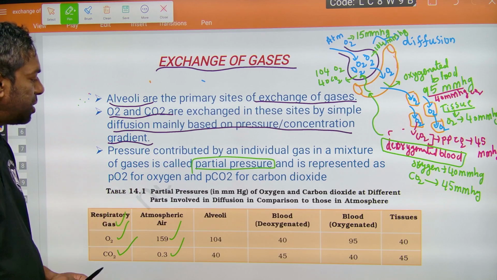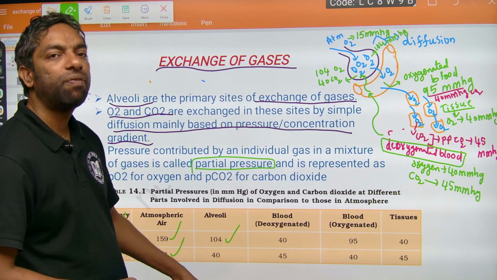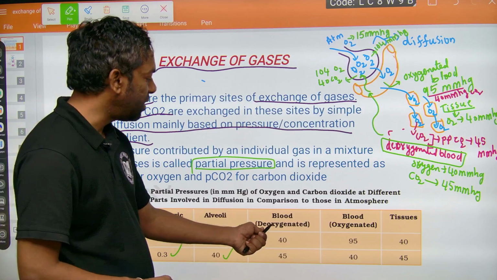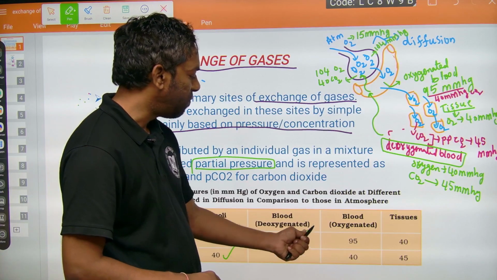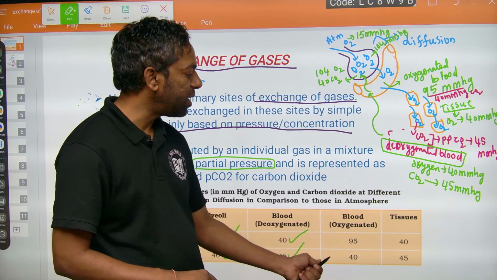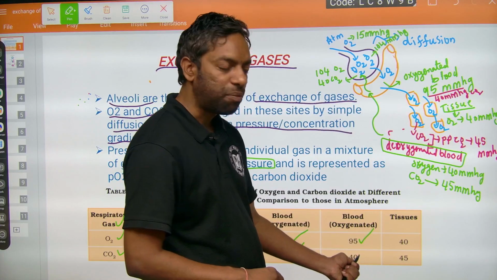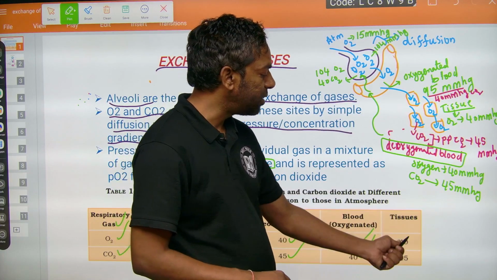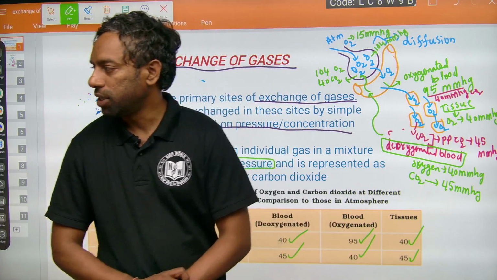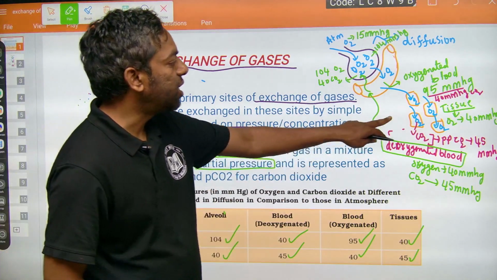Here, in the respiratory gases, in the atmosphere, oxygen is 159 mmHg, carbon dioxide is 0.3 mmHg. If we come to the lungs, the alveolus, oxygenated blood has 104 mmHg, carbon dioxide is 40 mmHg. Deoxygenated blood, oxygen is 40 mmHg, carbon dioxide is 45 mmHg. Oxygenated blood, the partial pressure of oxygen is 95 mmHg, carbon dioxide 40 mmHg. In the tissue, oxygen 40 mmHg, carbon dioxide 45 mmHg.